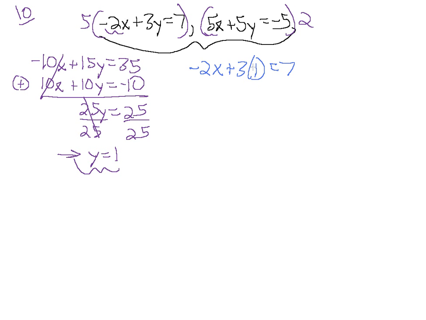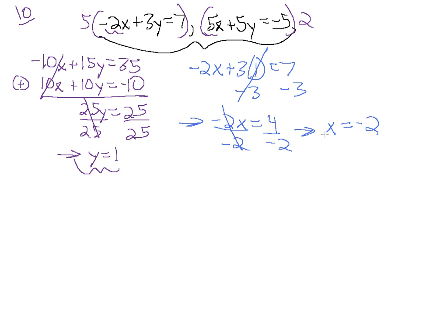This is going to be 3 times 1 is 3, so let's go ahead and subtract both sides by 3. That'll cancel. We just did 2 steps in 1 here. So we have minus 2x equals 7 minus 3 is 4. Let's go ahead and divide both sides by negative 2. That'll give us x equals 4 divided by negative 2 is just negative 2. And we have our value for x.